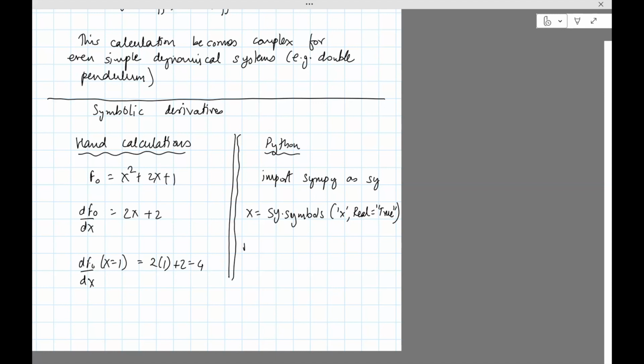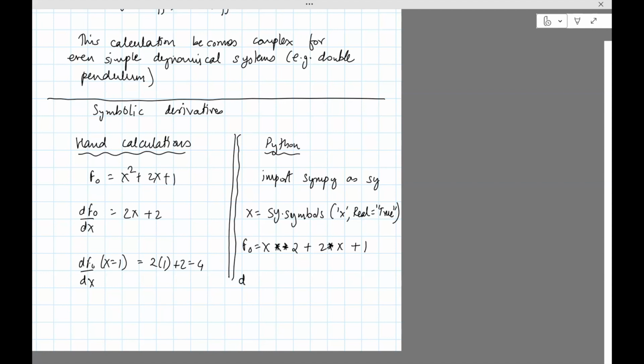So next, we'll define f0. This is very straightforward. Once you have defined x as symbolic, x squared plus 2x plus 1. The reason I have this asterisk, so to say, is because this is how you would write it in Python. There's no x raised to it. You have to do x, put the times twice.